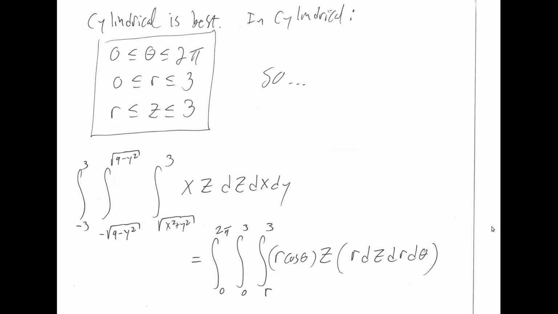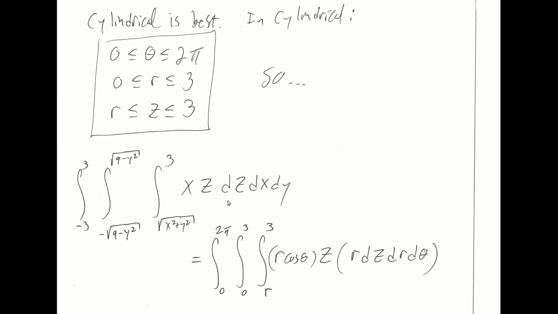In cylindrical, we had the disk of radius 3 in the xy plane. That's going to let theta go from 0 to 2 pi and r go from 0 to 3. And then our bounds for z become simply r less than or equal to z less than or equal to 3. So it's not a rectangular box in cylindrical. We have this one non-constant bound. But it's pretty nice. Every other bound is a constant, and it's expressed easily and neatly.